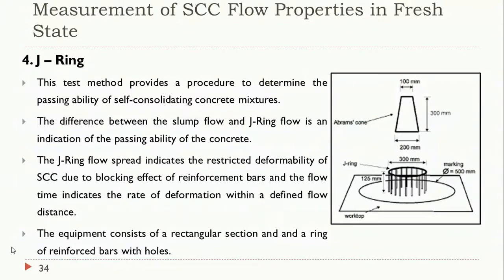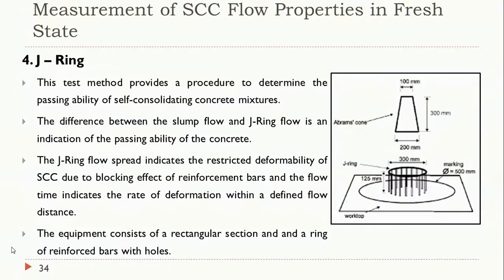So when the concrete is flowing, it has to pass through the reinforcement bars which are at the center of it. Then we are measuring the flow distance as well as the height of it. The J-ring test measures three parameters. One is the flow spread. Just like the slump flow, it measures the flow spread and flow time, and the blocking step. We have a blocking step at the center which consists of reinforcement bars.